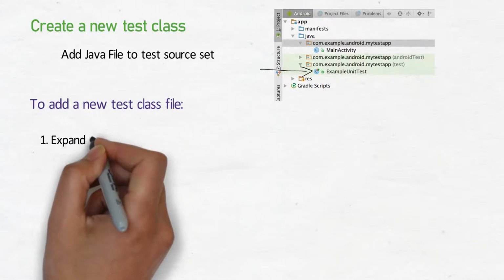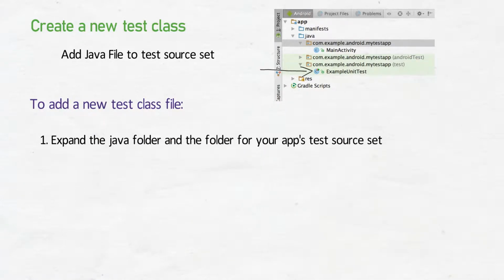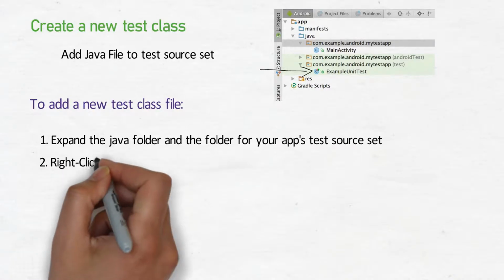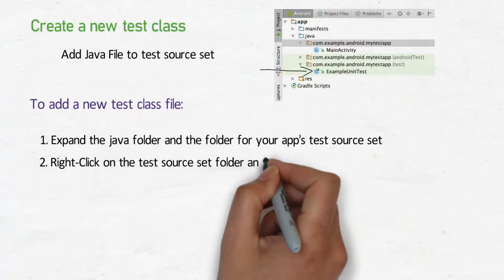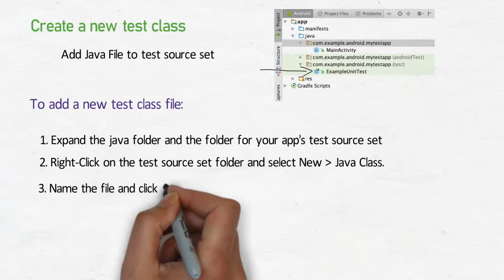First, expand the Java folder and the folder for your app's test source set. The existing unit test class files are shown. Second, right-click on the test source set folder and select New, Java Class. Third, name the file and click OK.